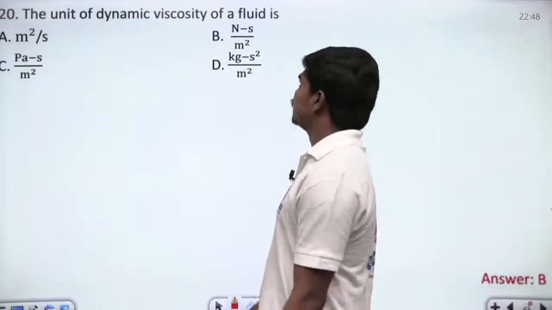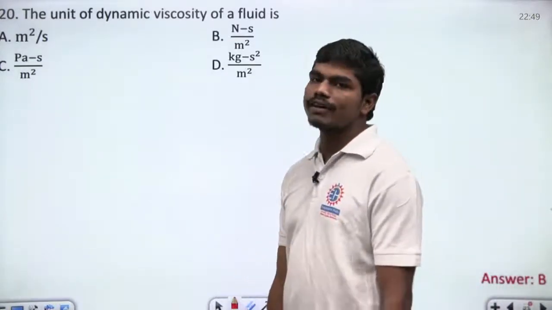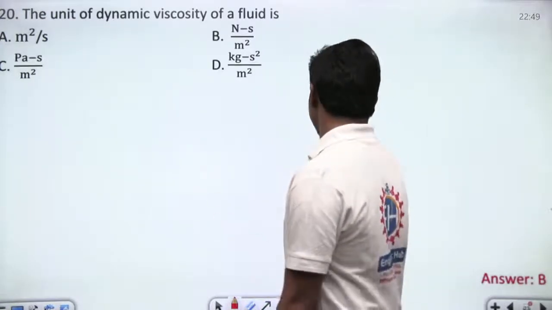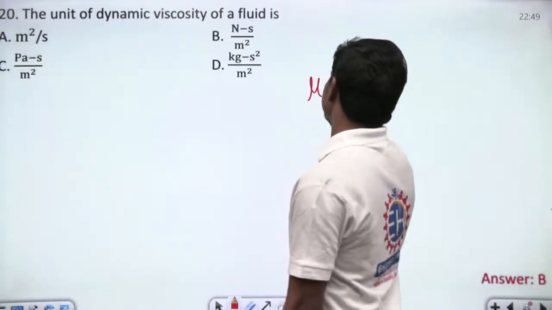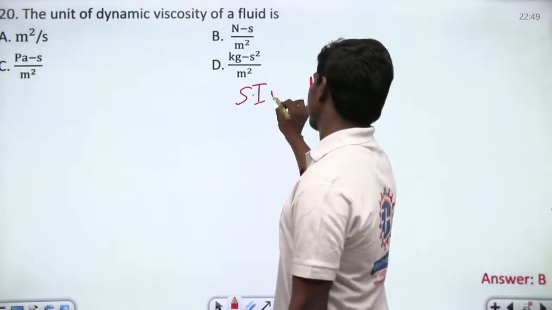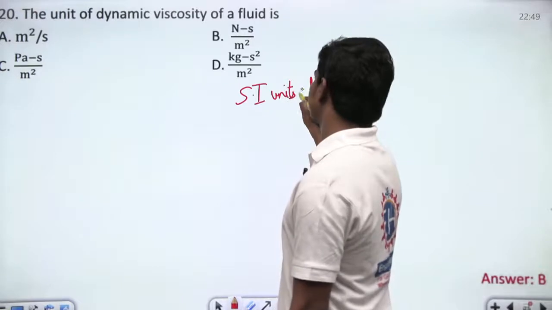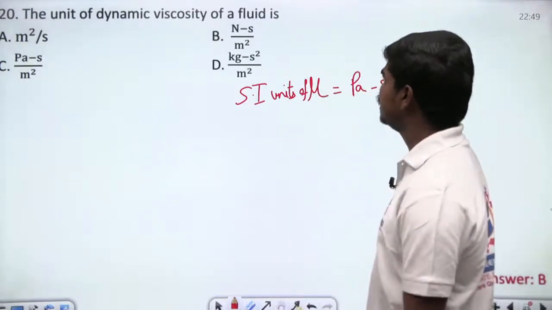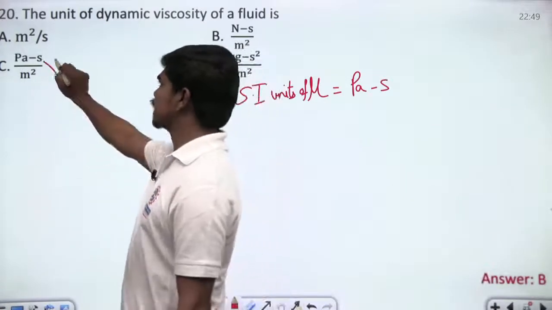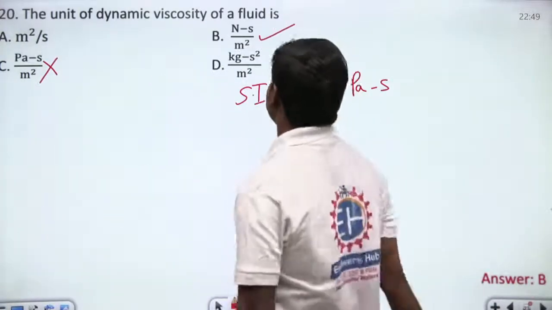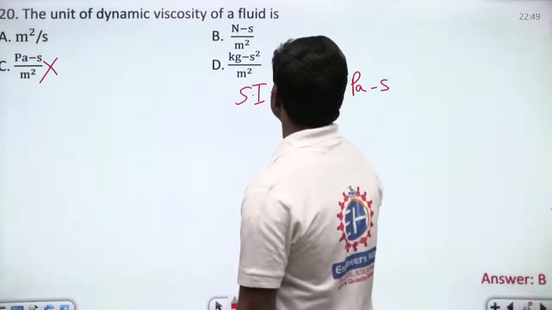The unit of dynamic viscosity of a fluid. What are the units of the dynamic viscosity of a fluid? Dynamic viscosity of a fluid is nothing but your mu. And what are the units of mu? Pascal second. SI units of mu is nothing but Pascal second. And is Pascal second given anywhere directly? This is definitely wrong because Pascal second per meter square is not the answer. So this is nothing but Pascal second. This one is also not, this is Newton second per meter square.